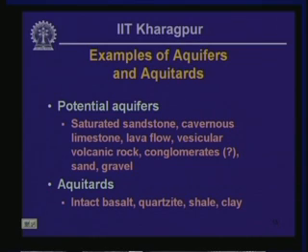So you might have some limited supply of groundwater because of the presence of those imperfections within the mass of rock, such as intact basalt, quartzite, shale and clay, as we have. And by clay here, what I meant is an unlithified deposit of clay, as opposed to claystone. Okay.